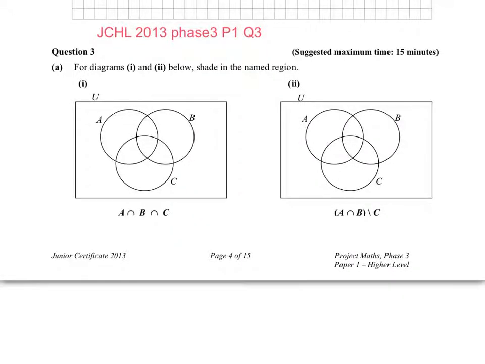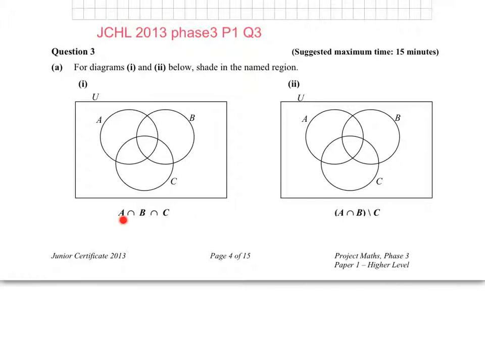Junior Cycle High Level 2013, Phase 3, Paper 1, Question 3. This is a sets question, and the first section is just making sure that you can understand the different types of set notation explanation for a 3-set Venn diagram.